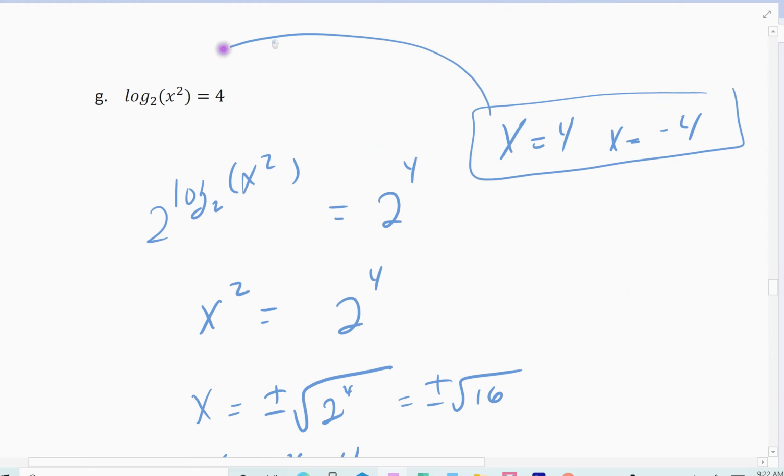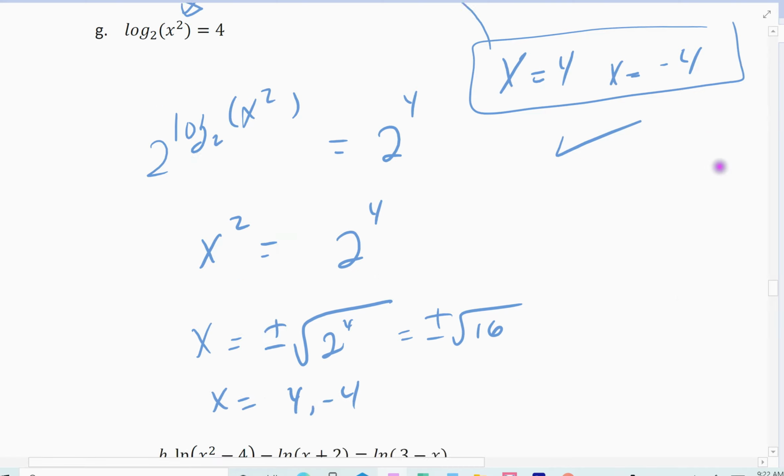In this case, they both check, right? Because that square term, if I plug 4 in, it's fine. If I plug negative 4 in, it's fine. And so both of them check. I keep both of them in this case. Alright, so both answers work. I don't need to throw any of them out. No extraneous solutions. Alright, the next example.